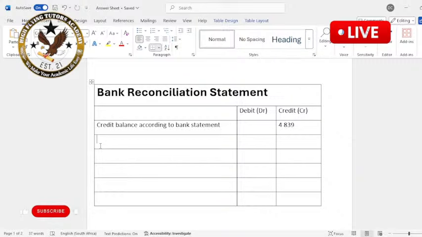We're gonna say credit outstanding deposit, because remember the deposit was not credited by the bank, so we're gonna say credit outstanding deposit, and then of how much? Of 1,180. I hope you guys get this one. And then if there's any question, just put on the chats.